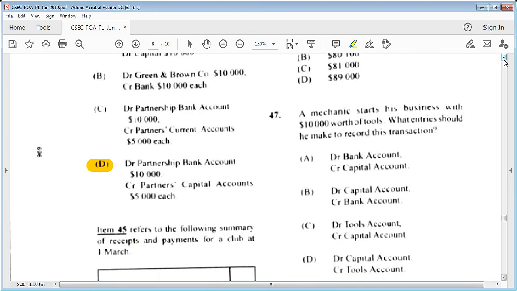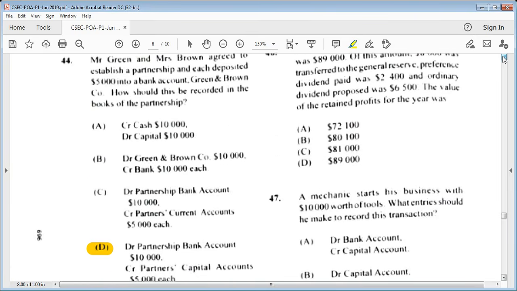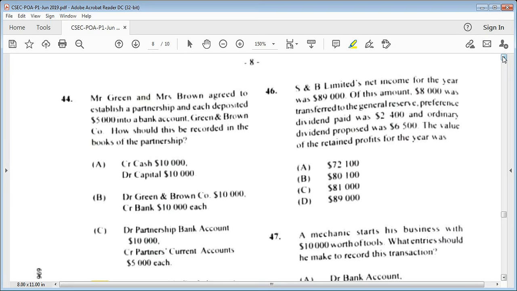It says here, S&B Limited net income for the year was $89,000. Of this amount, $8,000 was transferred to the general reserve. Preference dividend paid was $2,400, and ordinary dividend proposed was $6,500. The value of the retained profits for the year was A, $72,100, B, $80,100, C, $81,000, or D, $89,000.